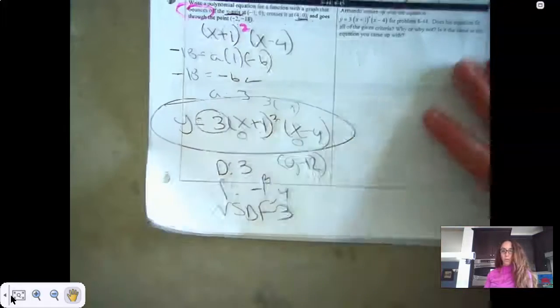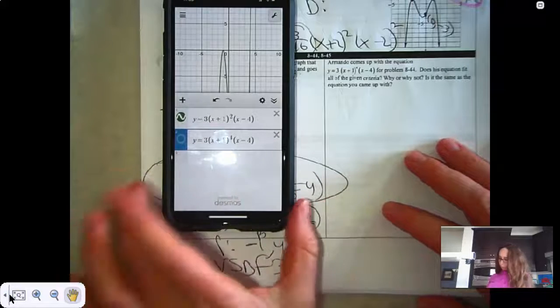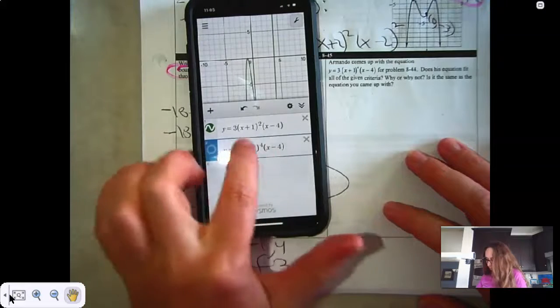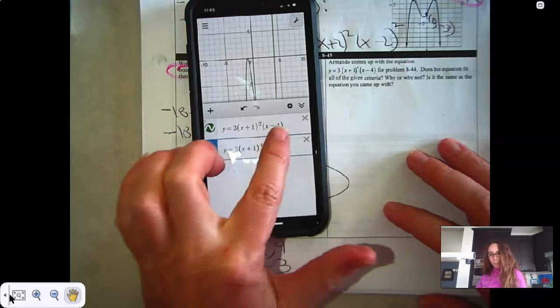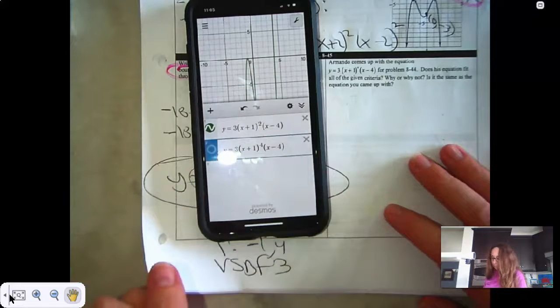So let me graph both of those and see if it works. Okay? So I put them in the calculator. I haven't graphed them both. But what they're saying is, okay, well, we know the roots are negative 1 and 4. You can see the graph. There's negative 1 and 4. There's the bounce at negative 1.